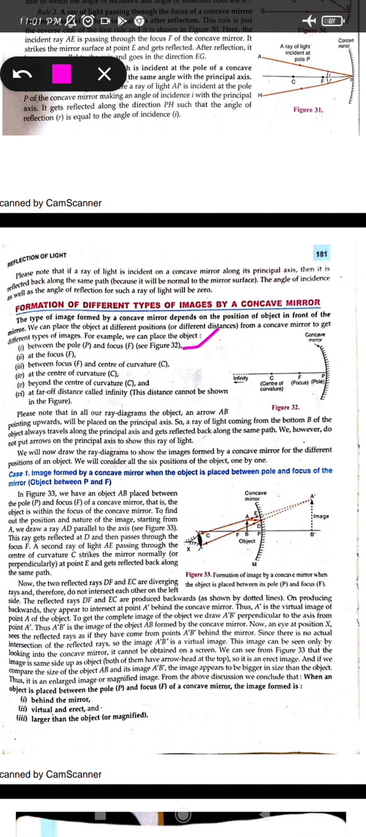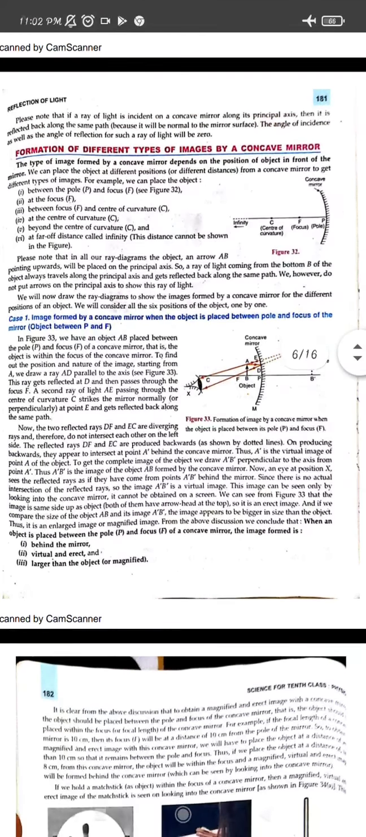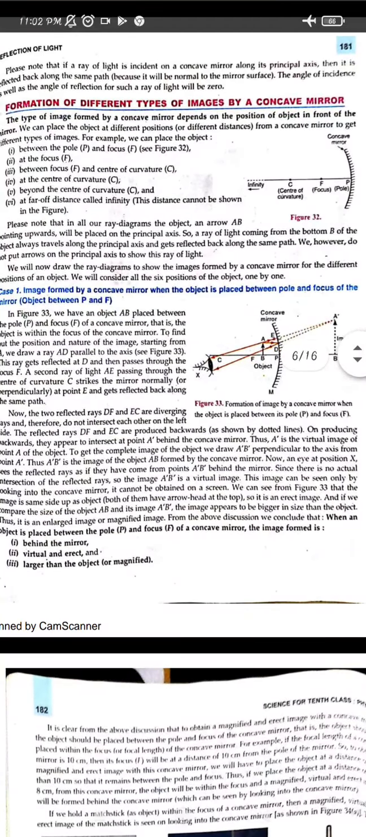And the second point, if the object is kept at the focus itself, we will see where the images are going to be obtained. And after that, beyond the center of curvature. Then we are going to see if the object is kept at infinite distance, which cannot be shown with the help of the figure. It is kept at some distance which cannot be found. So we are going to see where the image is formed when objects are kept at some particular points.